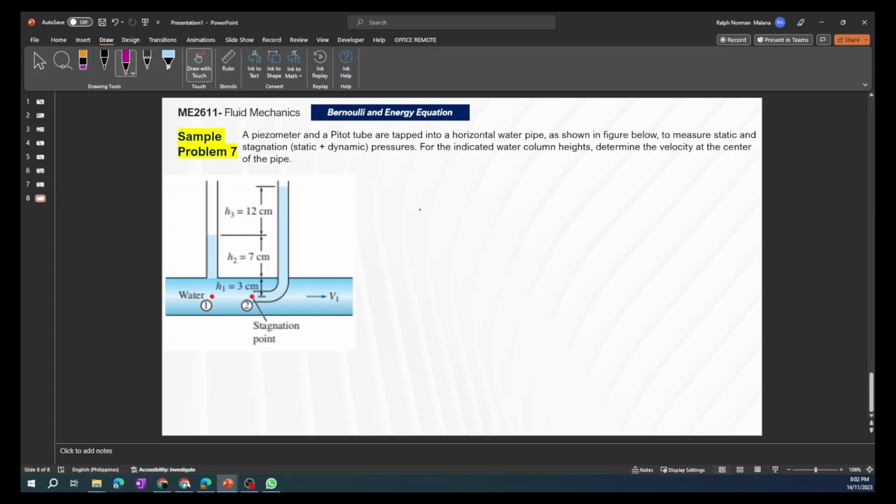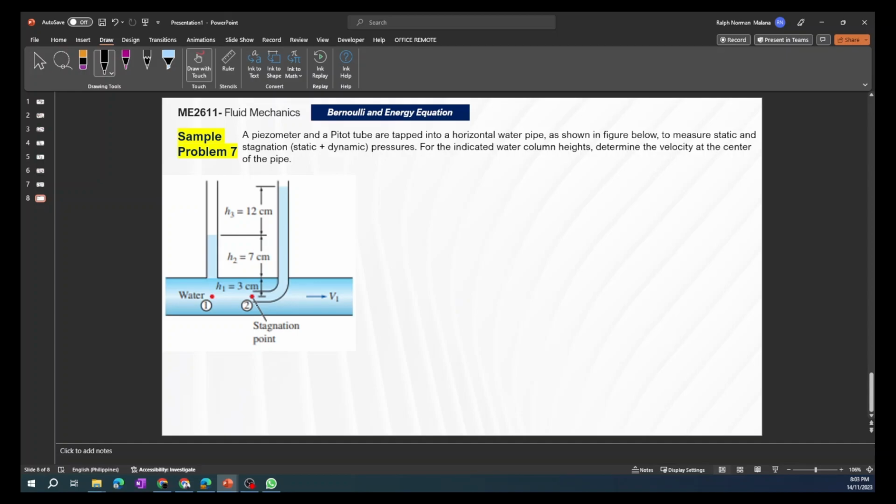All right, for one final sample problem for Bernoulli energy, we have here a piezometer and a pitot tube, and they're tapped into a horizontal water pipe, as shown in the figure below. They measure the static and stagnation pressures, stagnation meaning static plus dynamic pressures, respectively, for the indicated water column heights. Determine the velocity at the center of the pipe. So they want to determine V1 here, basically.